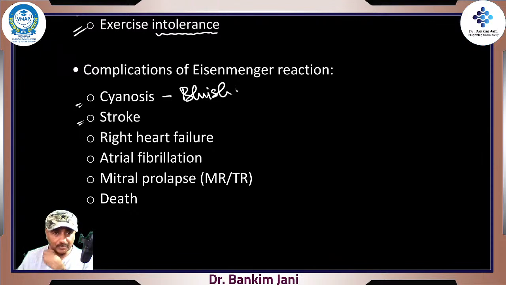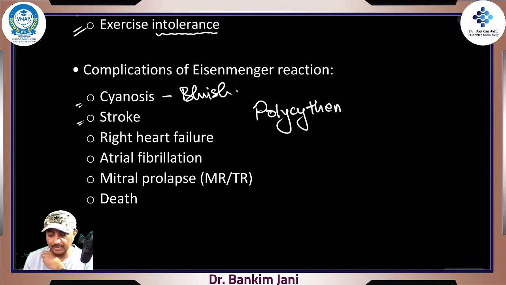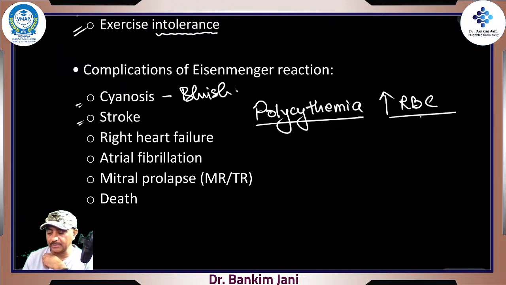Stroke can occur, right? There is one more thing, what is called polycythemia. I have not mentioned it here, but I'll just write it, polycythemia. Polycythemia is increased RBC, and that leads to clot formation, right? And that can lead to stroke.